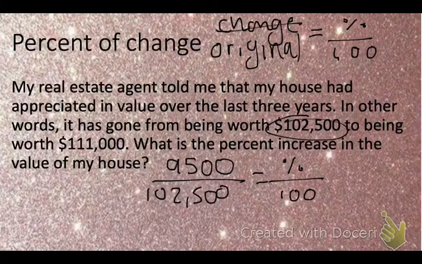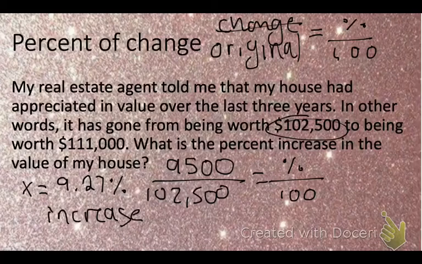Like, how much did my house appreciate? What was the percent of it? So I cross multiply. And I get x equals, or the percent equals, we're going to go to the hundredths again, 9.27. So that would be a 9.27% increase is what I need to say. Okay, so it increased in value by 9.27%. All right, I would write this down if you haven't so that you remember how to do percent of change.